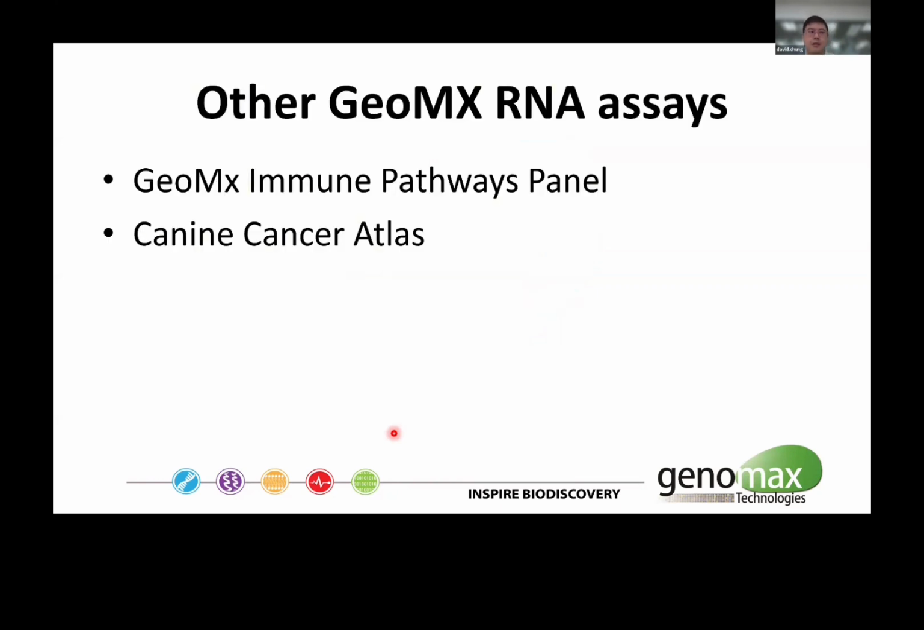So if you do not want to work with a large dataset from the full transcriptome, you can also opt for more specialized smaller panels. For example, here, a panel looking at just the immune pathways. Or if you're working with canine samples, they have also a panel for that, the canine cancer atlas.